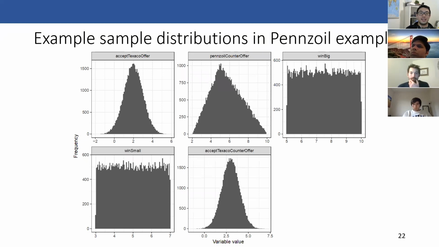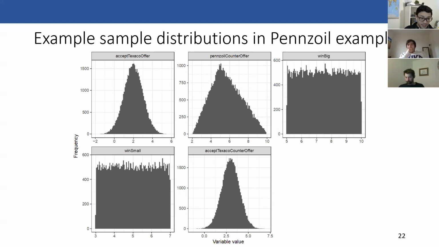So this is going back to our original example in the decision tree with Pennzoil. In the one-way sensitivity, we looked at a series of 5 different variables: accepting the offer, making a counter offer, the win big, the win small, accept technical counter offer. In this case, I just applied a whole bunch of random distributions. I just selected a couple to show what a Monte Carlo would look like in that case.